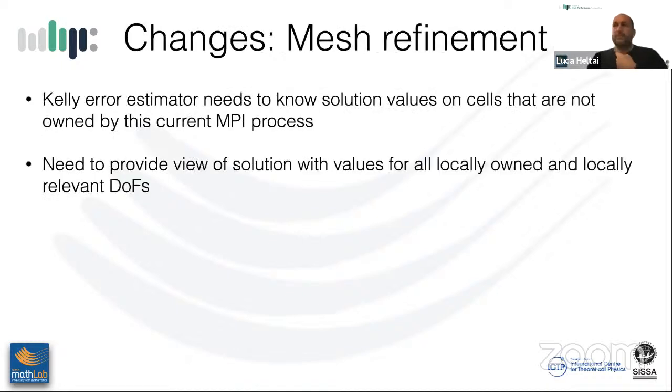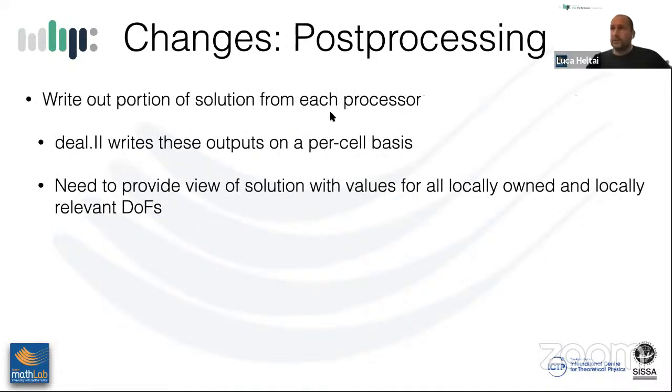And mesh refinement needs to be changed a little bit, because the Kelly error estimator needs to know the solution on the values that are not owned by the current MPI process. So you cannot call it on the same vector that you have used to assemble and solve the system, because those vectors only know about the locally owned entries. You need to provide a solution with something that contains everything that is required for the actual computation of the error. And then post-processing also will change.